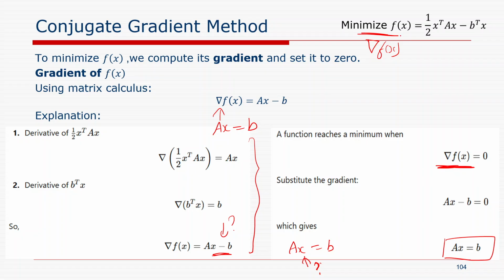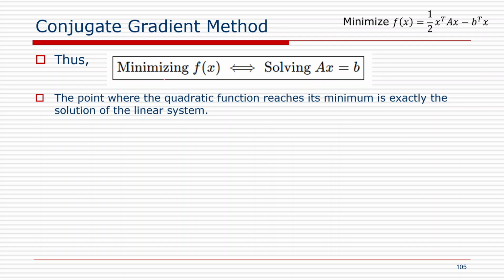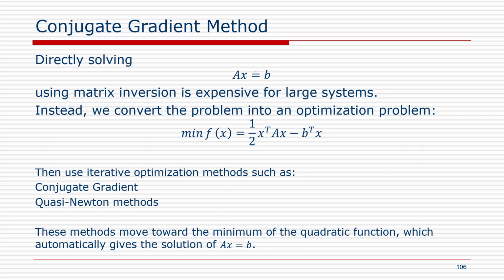Therefore, we can try to minimize this f of x to find the solution of the function f of x. That is, minimizing f of x is equivalent to solving ax equal to b. The point where the quadratic function reaches its minimum is exactly the solution of the linear system. Now, as I said, in conjugate gradient, we can solve this equation directly. But when we solve this equation directly, it is expensive, because it is a matrix here and then here, and then we have to find it. If the system is large, it becomes very expensive.